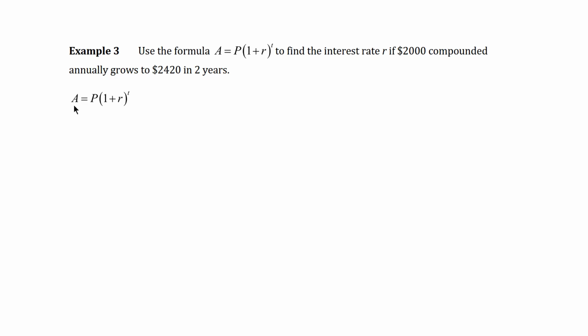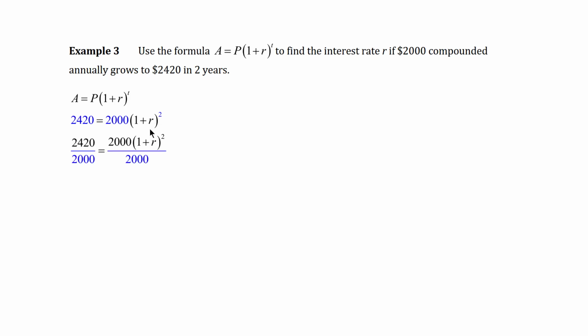So starting with the compound interest formula, we have A equals P times the parentheses 1 plus r raised to the power of t. T represents the number of years that the money is invested, which is 2. P represents the initial investment or the principal, which is $2,000. And A represents the total amount of money after the investment period, which is $2,420. Next, we substitute the values into the equation. We get 2,420 equals 2,000 times the parentheses 1 plus r squared.